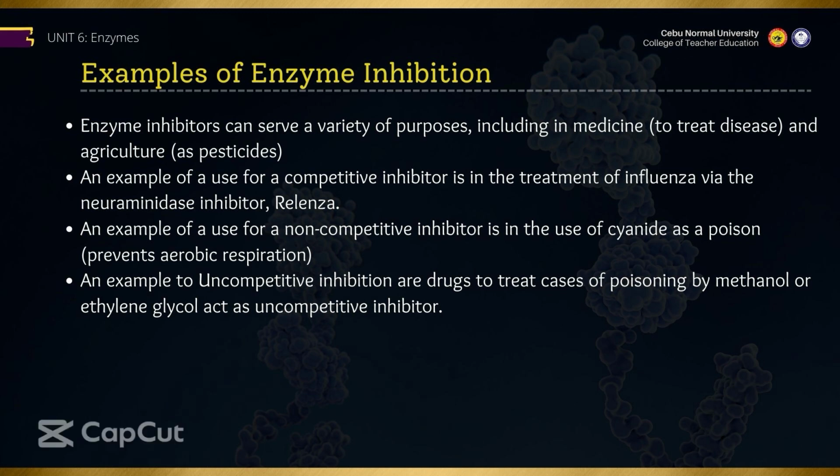An example of uncompetitive inhibition is drugs to treat cases of poisoning by methanol or ethylene glycol that act as uncompetitive inhibitors.